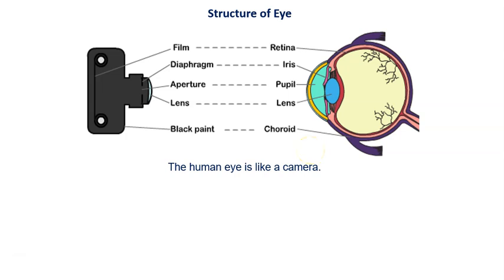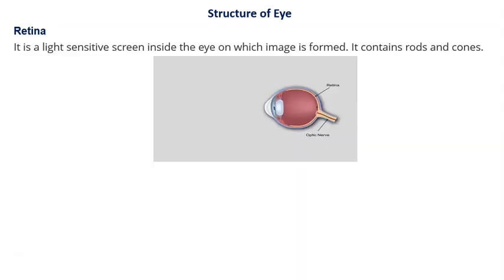Now we will see some parts of the eye one by one. So in the structure of the eye, the first thing we have to discuss is the retina. The retina is basically a light sensitive screen inside the eye on which the image is formed. It contains rods and cones.